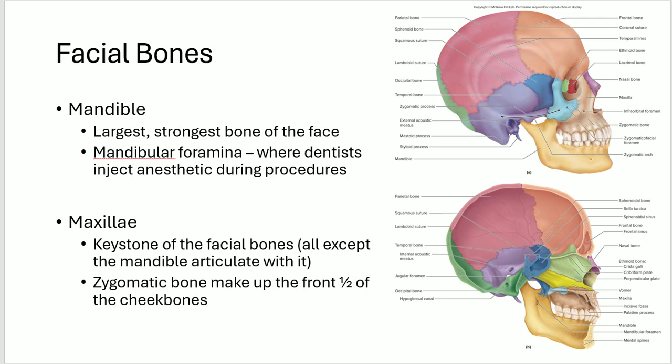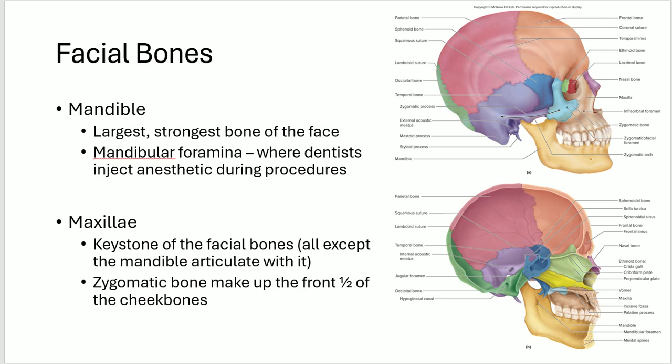Then we have the maxilla. So maxilla is actually made up of two bones that fuse in the front. Basically, where your front two teeth are, right there in the center, is where those bones fuse, and that makes up your upper jaw. So the maxilla is the keystone of facial bones. So all bones except the mandible articulate with the maxilla. So remember that.